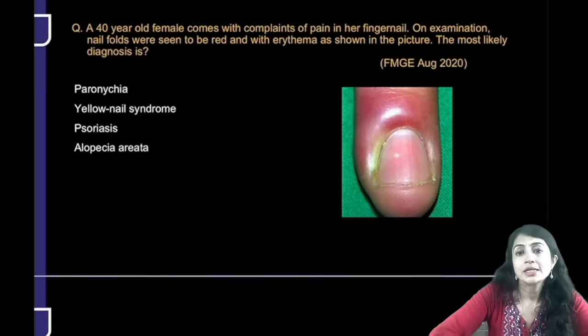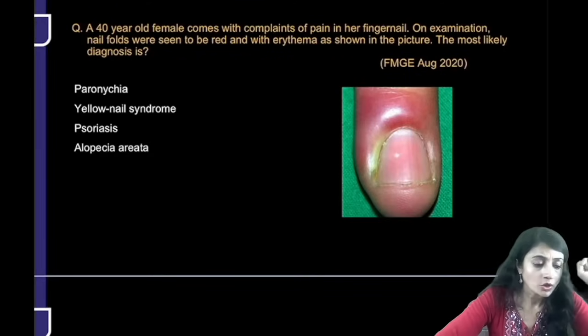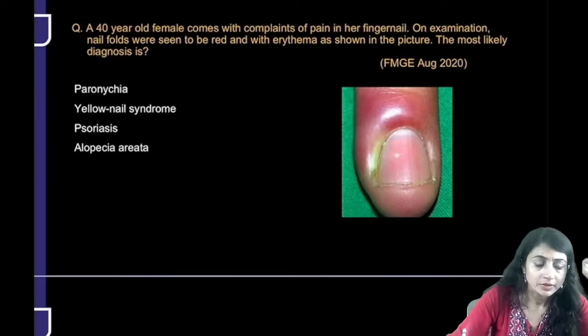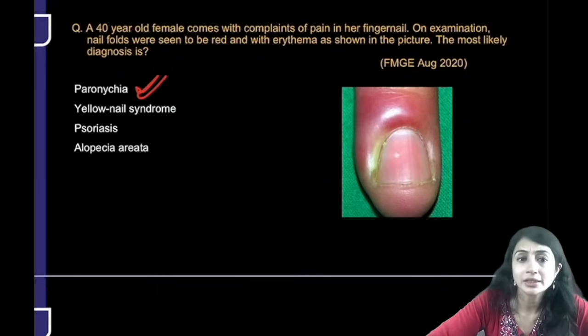So when you see an inflamed nail fold which has pus in it, which is red, which is tender, which is painful, what is it called as? Absolutely right. It is called as paronychia.